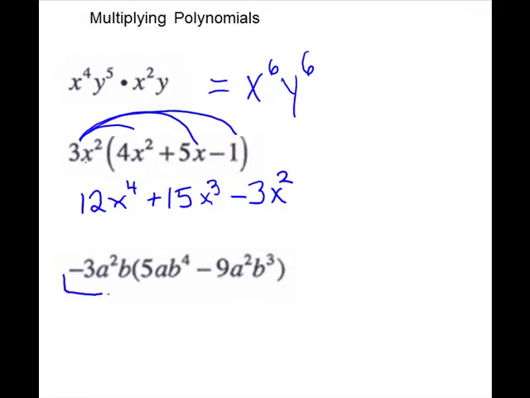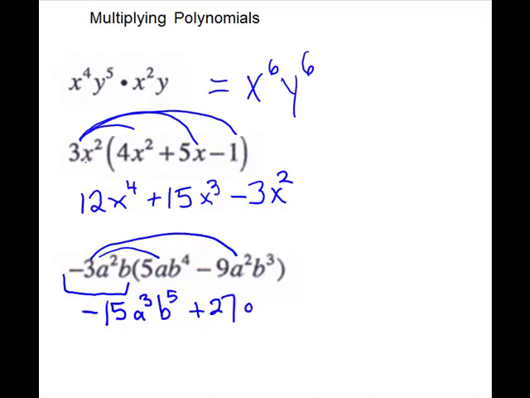We have one more problem that is a monomial times a polynomial. It just has more variables to distribute, so you're going to be careful. We will have 2 multiplications. First, our numbers, negative 3 times 5 will give us a negative 15. For the a's, a squared times a will give us a cubed. B times b to the 4th will give us b to the 5th. Then our next term, negative 3 times negative 9 will give us positive 27. For the a's, a squared times a squared is a to the 4th. B times b cubed, don't forget your 1, this will give us b to the 4th.